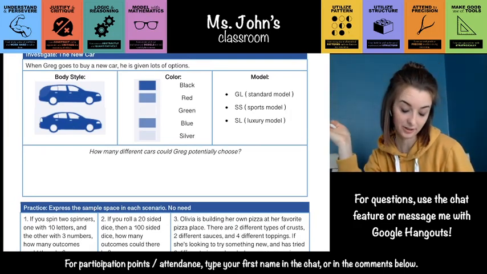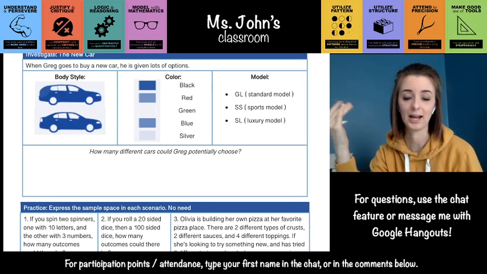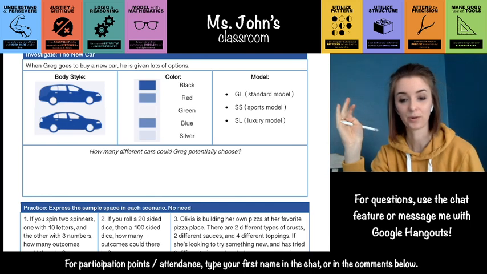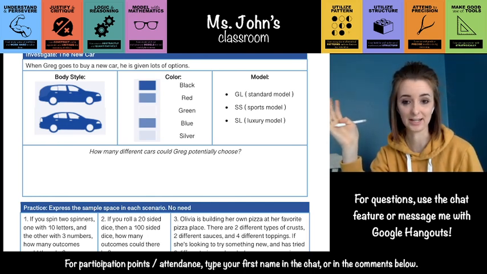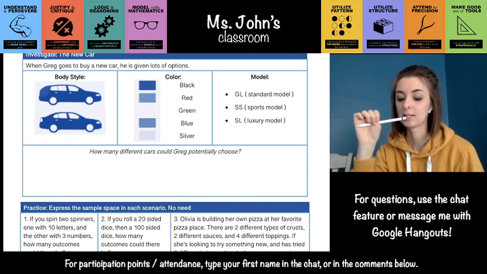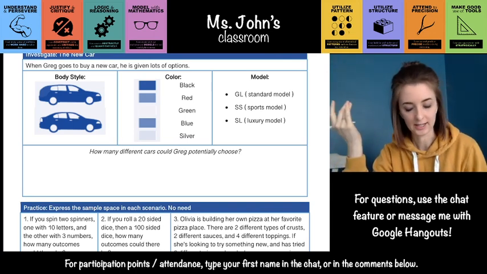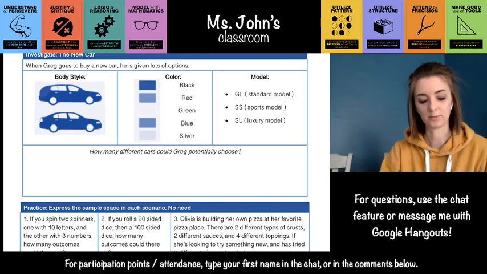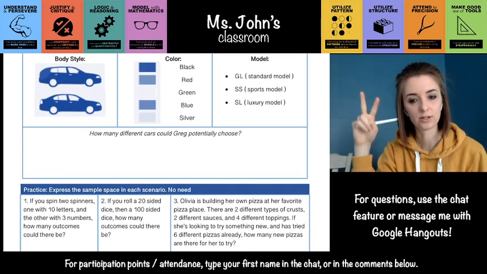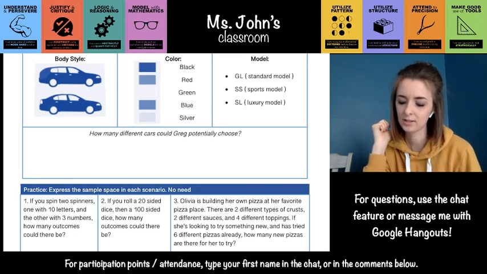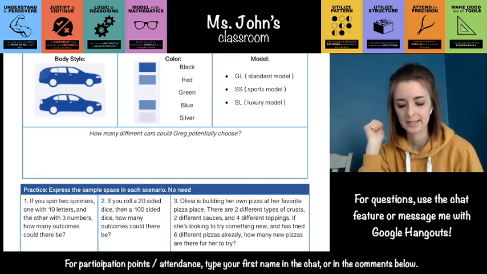I know that the color thing doesn't really help because your books and my books are in black and white. So we're going to have to just trust that that's black and red and green. So here's the deal. Greg goes to buy a new car and he's given these kinds of options here. He is given 2 different body styles, 5 colors and 3 models.